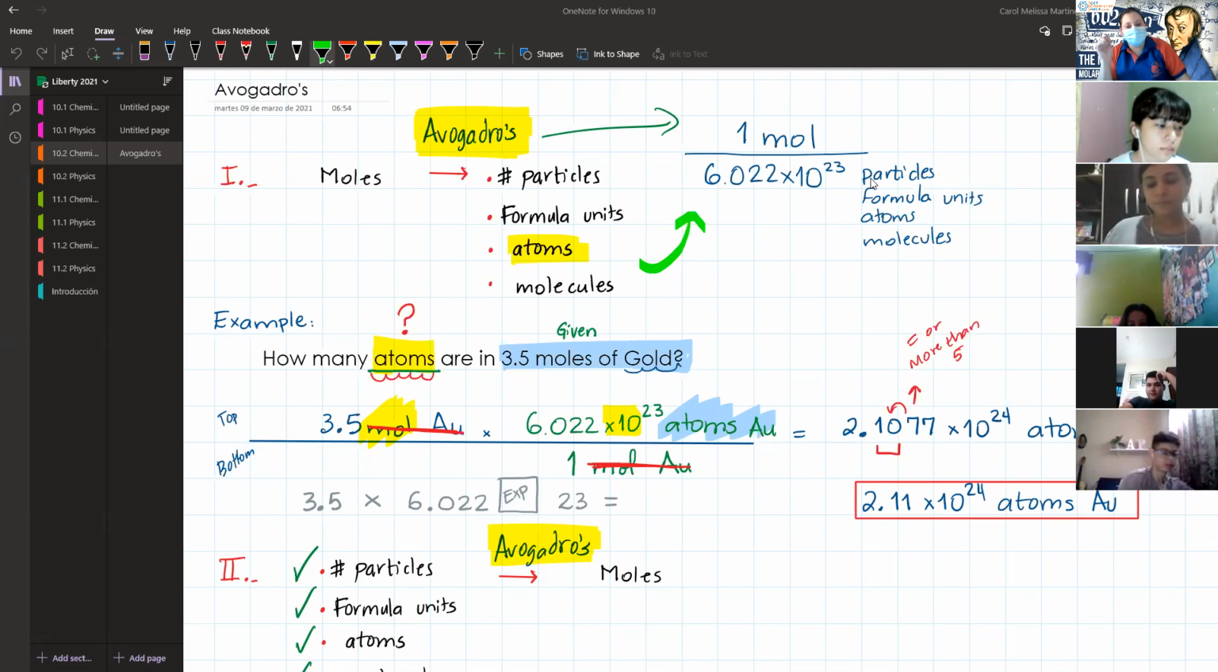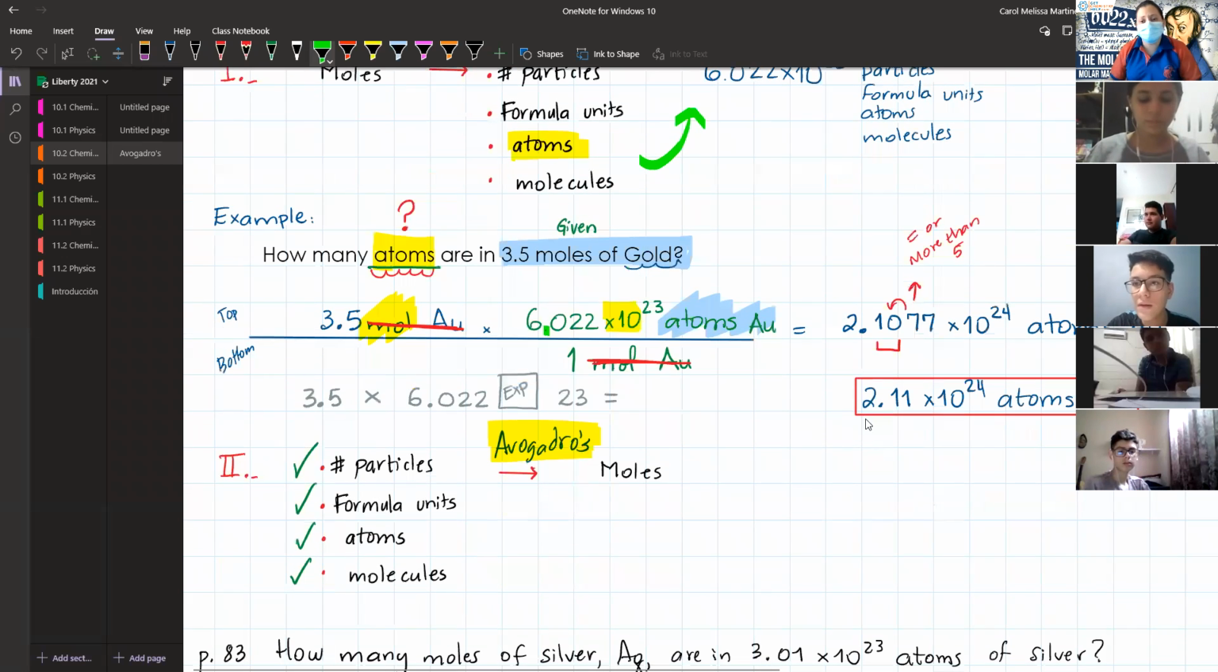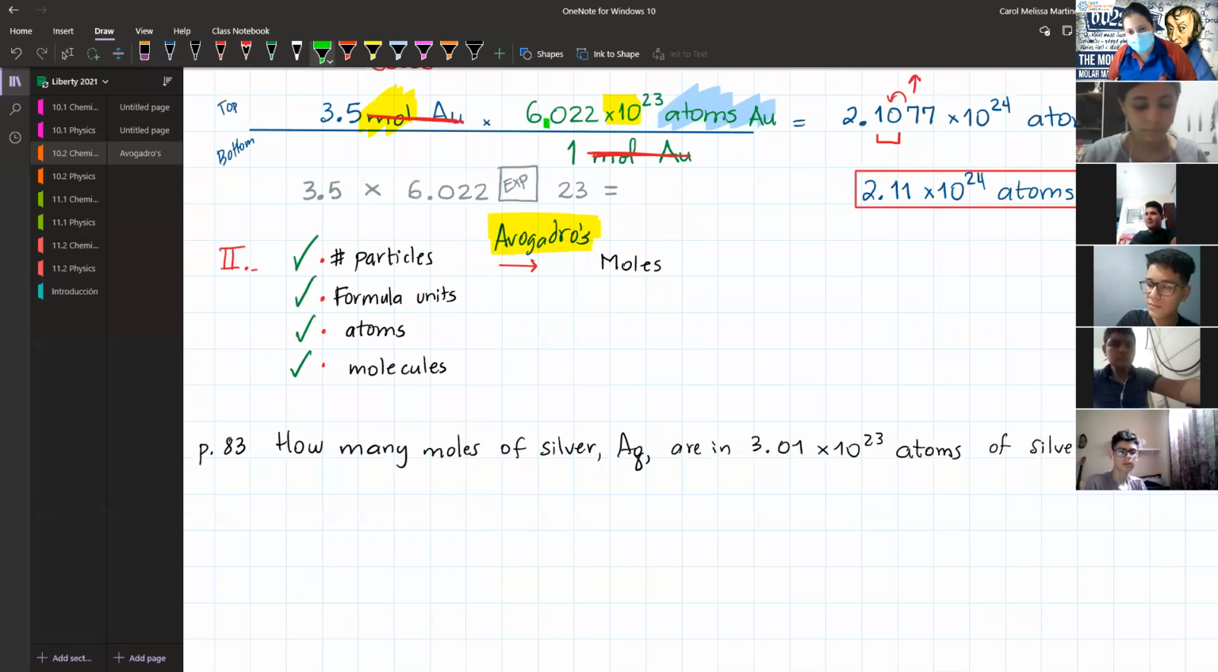Is there anyone who didn't get this answer? Just remember that you can round the numbers. Now take a look. This problem is on page 83 from your textbook. It says, how many moles of silver, which has the symbol Ag, are in 3.01 times 10 to the 23rd power atoms of silver.